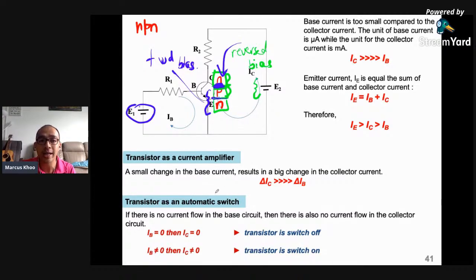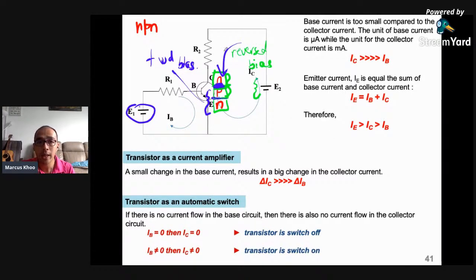And that's what makes transistors very amazing. Transistors can function as automatic switches, because this one can be switched on and switched off depending on how much current is flowing over here. I'm going to read this. Base current is too small compared to collector current. The unit of base current is usually microampere, and the unit for collector current is usually milliampere. Usually it's about 1,000 times difference.